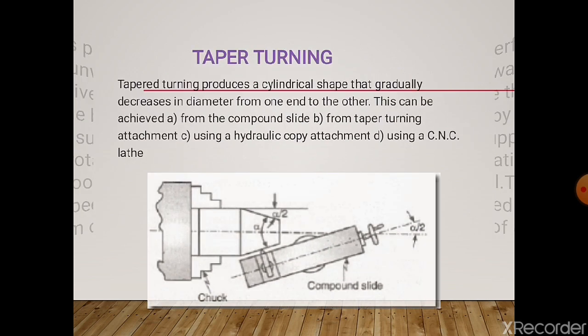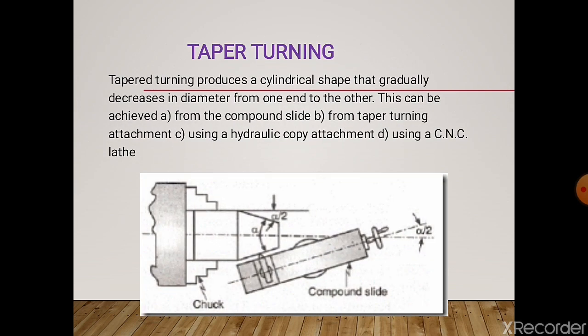This is the taper turning operation. This is an important operation of the lathe machine. Taper turning produces a cylindrical shape that gradually decreases in diameter from one end to the other end. This can be achieved using the compound slide, a taper turning attachment, a hydraulic copy attachment, or a CNC lathe. This figure shows taper turning.